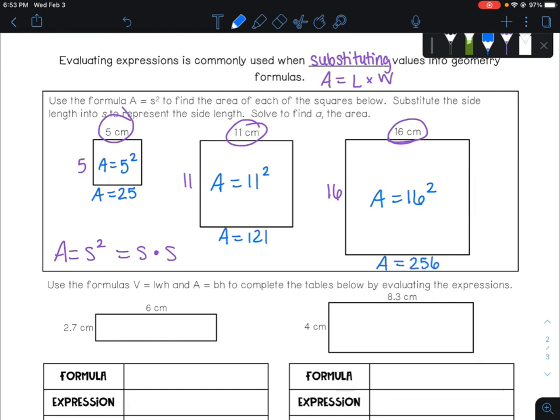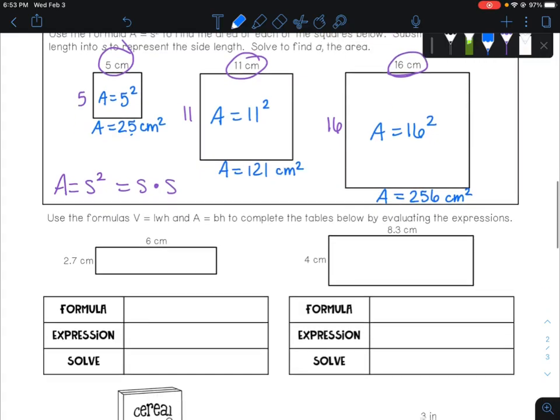Okay, and not to talk about it too long, but technically for the label on all of these, we would write centimeter and then put a little 2 for squared to show that it was an area. Centimeters squared. And we'll talk more about that in some later units, so don't worry too much about it.